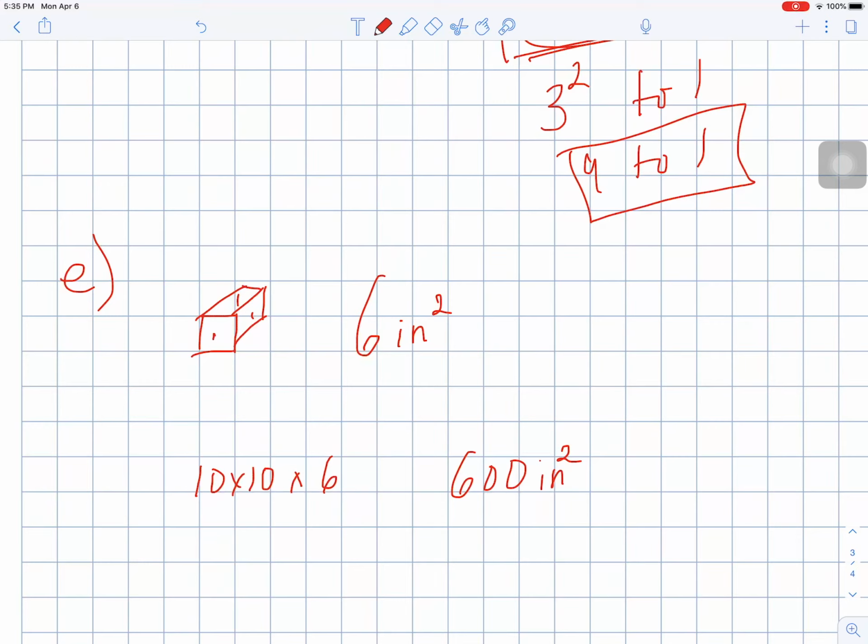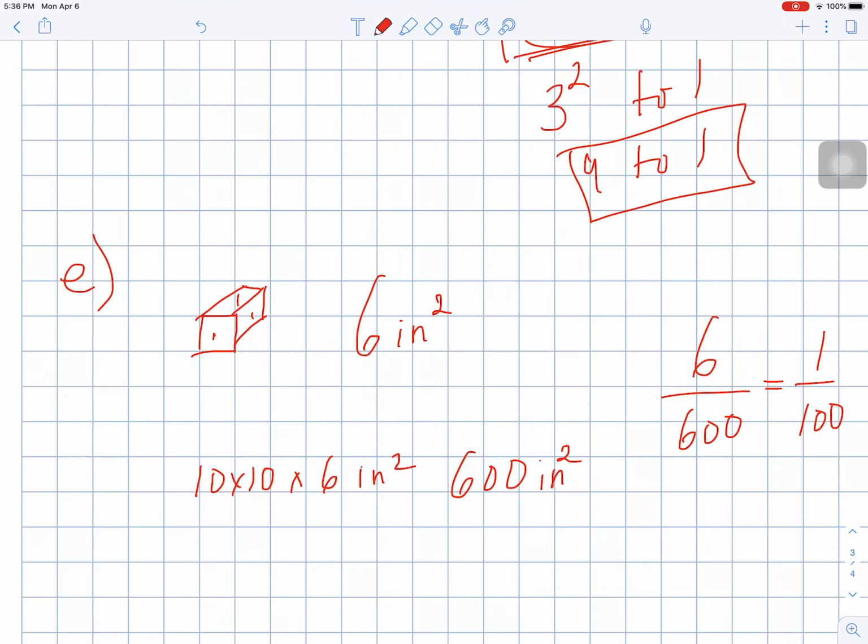What is the ratio for the surface areas? So we have 6 inches squared over 600 inches squared. So it equals 1 over 100.